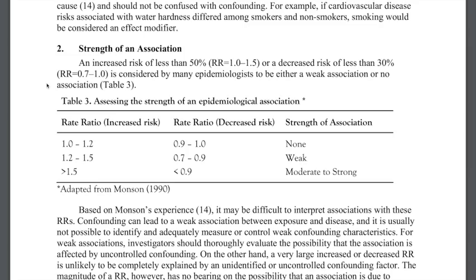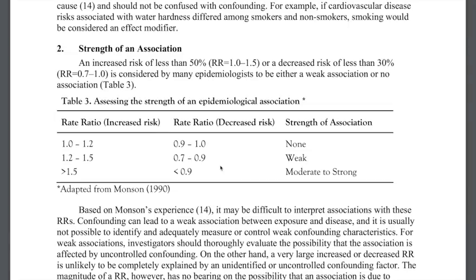The other thing to point out here is that setting a number at 2 is arbitrary, and it's not shared by everyone in the field. There are other statisticians and epidemiologists that set these values differently. They would set 1.2 as no strength of association, anything from 1.2 to 1.5 as a weak association, and a strong association as a relative risk of greater than 1.5. Some even say decreased risk would be weighted differently. So all of these numbers are arbitrary.